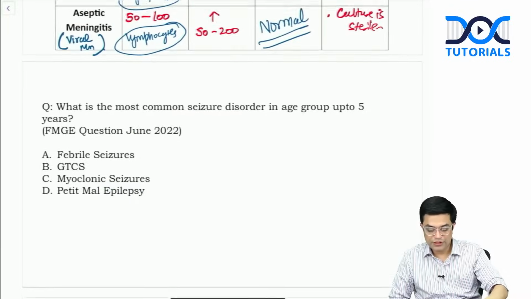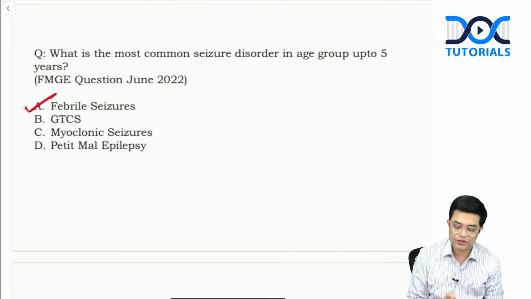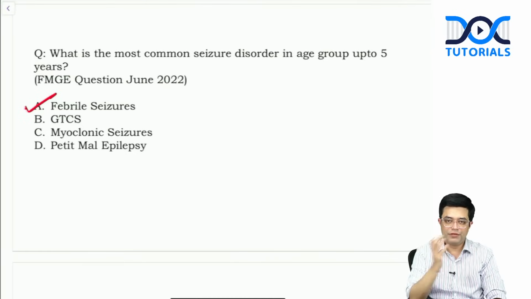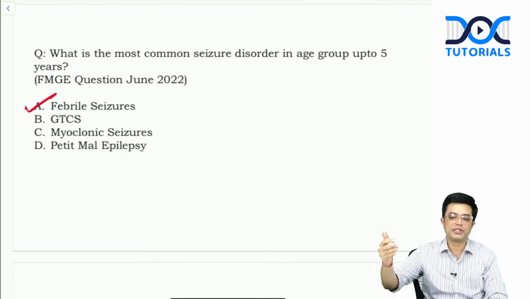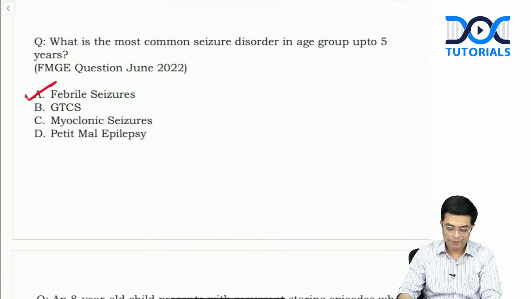Let's move further. What is the most common seizure disorder in the age group up to 5 years? So remember, in up to 5 years of age, most common are febrile seizures. Febrile seizure is not an epilepsy. Fever के साथ seizure आता है. After 5 to 6 year अपने आप आना बंद हो जाता है. Why it happens we do not know. There is a positive family history.